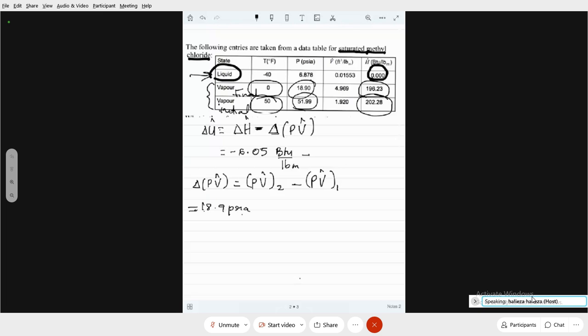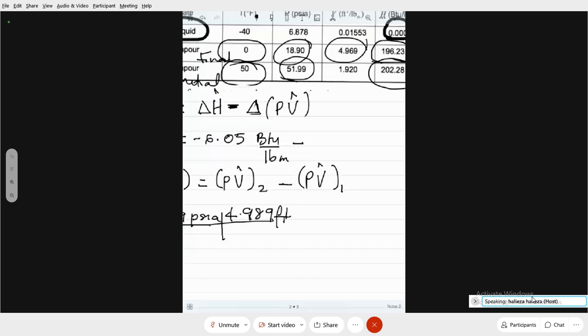I'm not very good with this pen because the other pen is better. What is the volume for the final state? 4.989. What's the unit? Feet. Doctor, it's 4.969. Okay, hold on. I'm having a problem here.